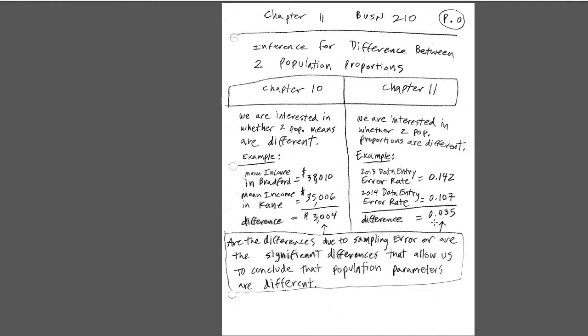In 2014, the data entry error rate was 10.7. So there's a difference, and these are sample proportions. We take the difference. The question is, just like in last chapter, is that difference due to sampling error, or is it significant enough where we can say there is a difference between data entry errors in the year 2013 and 2014? So Chapter 11 is all about proportions.